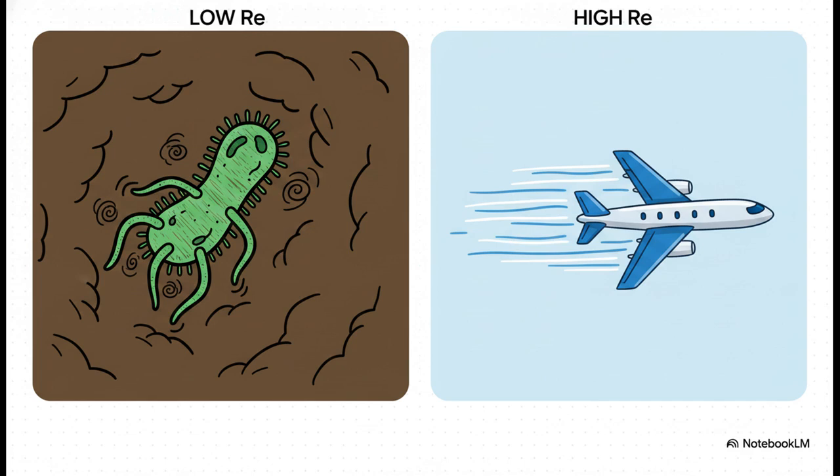You have the low Reynolds number world, where viscosity is king, and things get really, really weird. This is the world of bacteria, trying to swim in what, to them, feels like asphalt. Then you have the high Reynolds number world, where inertia is the king. That's our world, the world of airplanes and rivers and baseballs.